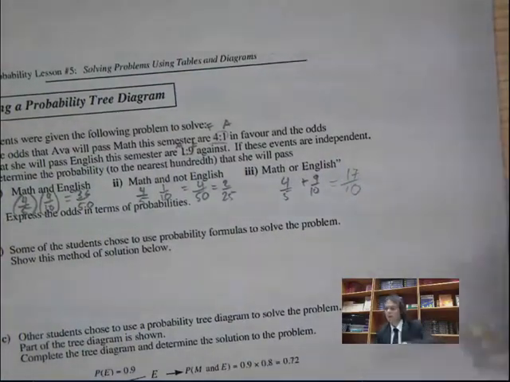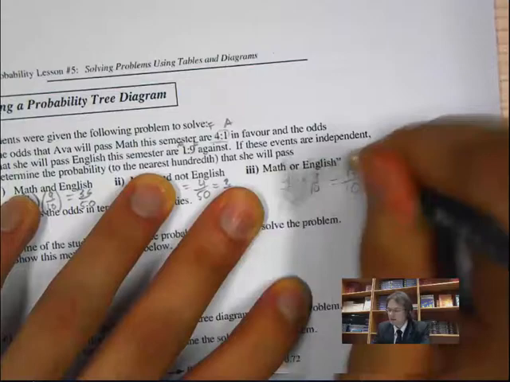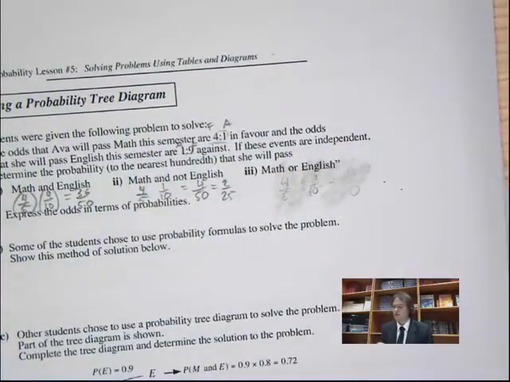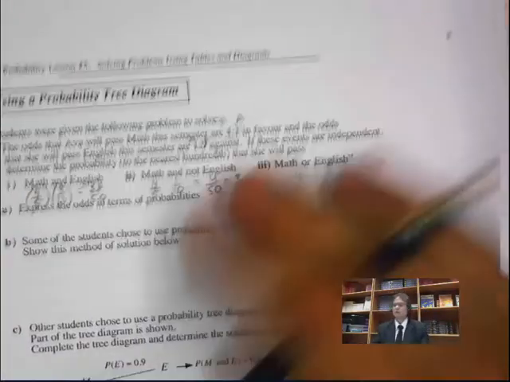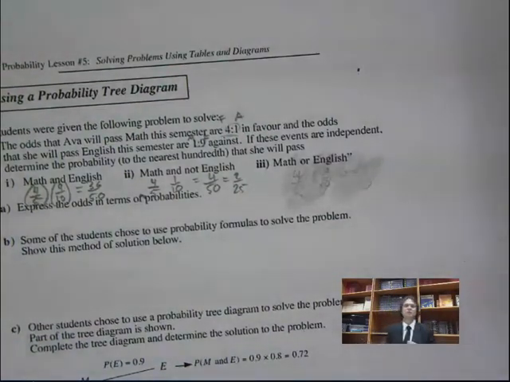So now we know that these events are not mutually exclusive. These events are independent, but they are not mutually exclusive. Alright? So we have to take a look at this.